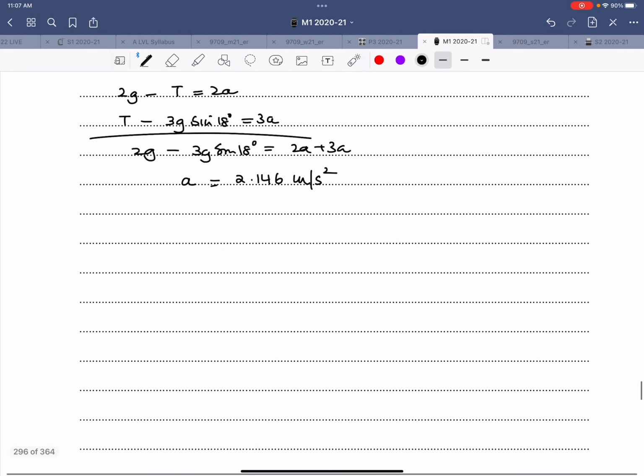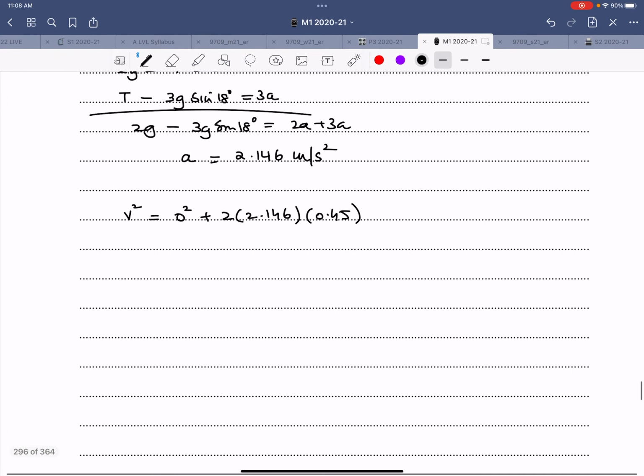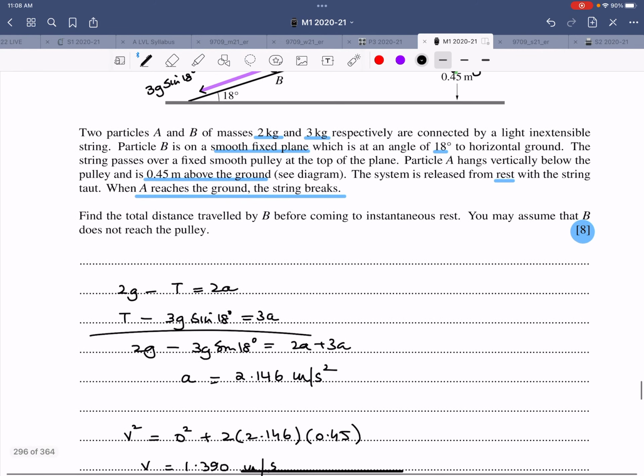What is the velocity gained? So V square is U square plus 2 into 2.146 into 0.45. So when you have this thing, this velocity comes out to be 1.3897, so 1.390. So velocity is 1.390 meters per second. That is the velocity gain.